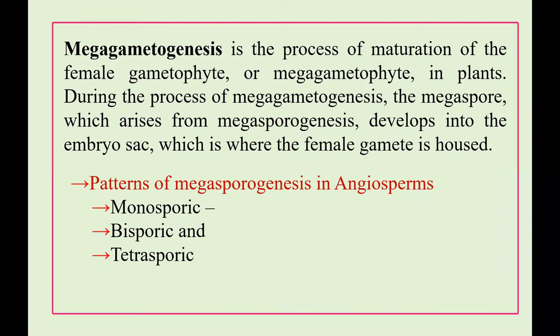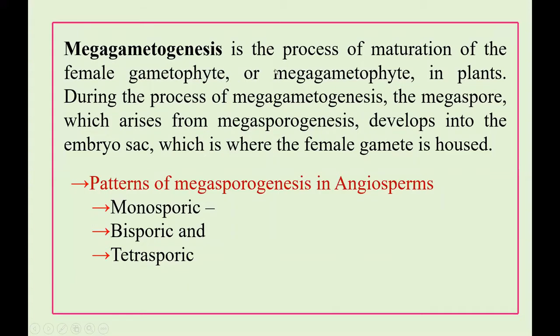Now, this megagametogenesis, or the second phase of the female gametophyte development, shows three different patterns in angiosperms. One is the monosporic pattern, the second is the bisporic pattern, and the third is the tetrasporic pattern.